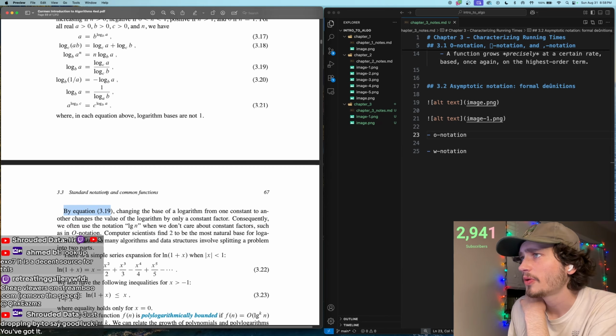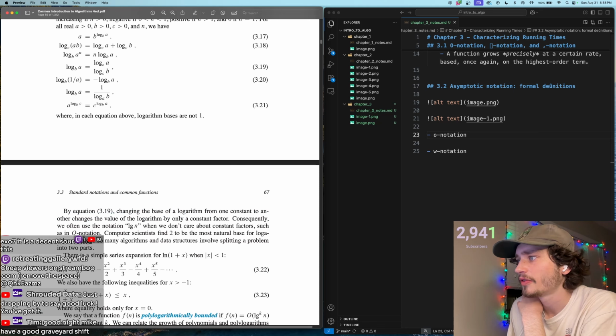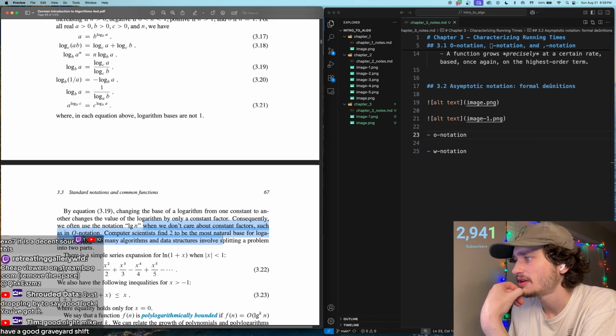By equation 3.19, changing the base of a logarithm from one constant to another changes the value of the logarithm by only a constant factor. Consequently, we often use the notation log n when we don't care about the constant factors, such as in O notation. Computer scientists find 2 to be the most natural base for logarithms because so many algorithms and data structures involve splitting a problem into 2 parts.